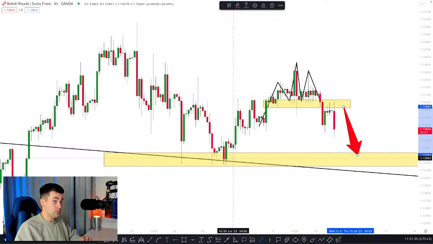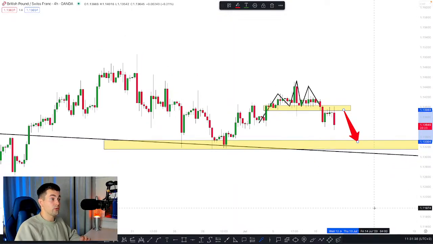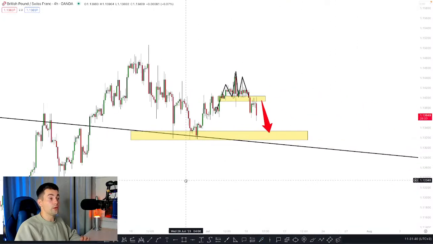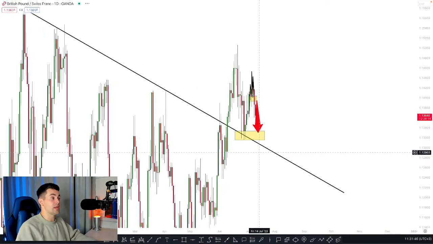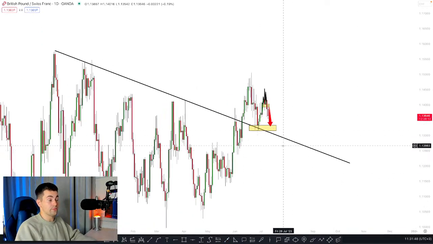So for now, bias is bearish, and for now the closest safe point to look for buying on Peon Swiss is of course that trend line, the trend line that we spotted on a weekly time frame. So that will be your main focus so far.